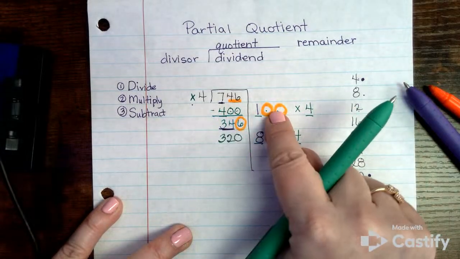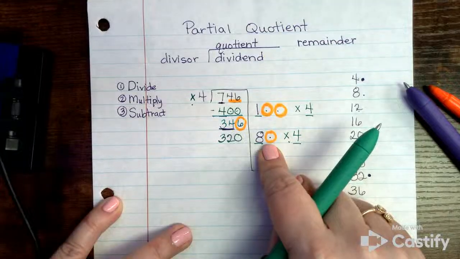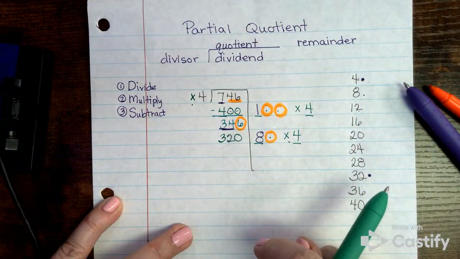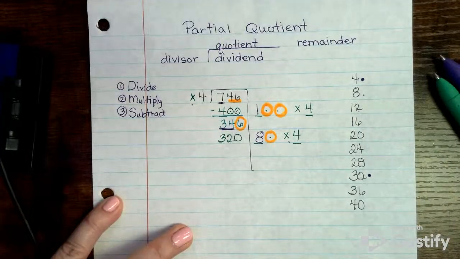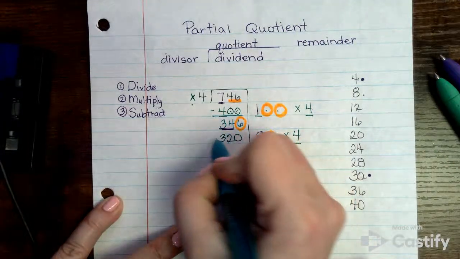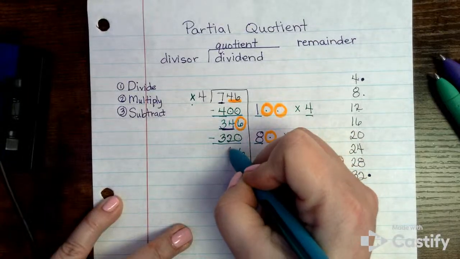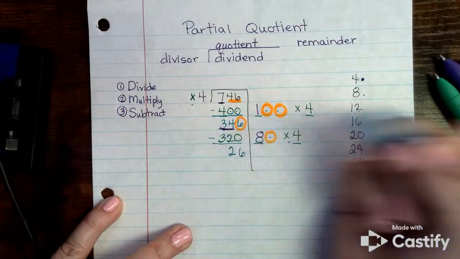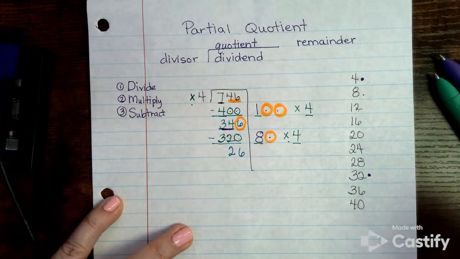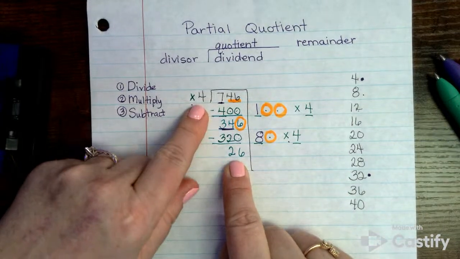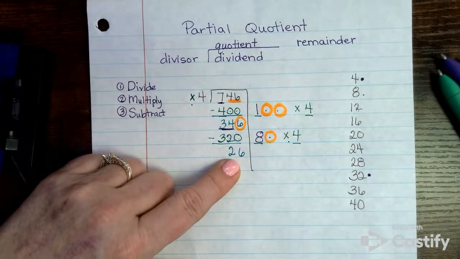So far we've gotten 100 groups of 4 out of 746, and then we've gotten 80 more groups out of the 746. Next step, subtract. So we are going to subtract our 346 minus 320. 6 minus 0, 4 minus 2, 3 minus 3. You can put the 0 or not. I typically don't. Back to the beginning. Is 26 less than or greater than 4? Well, it's greater than, so we can get some more 4s out of 26.